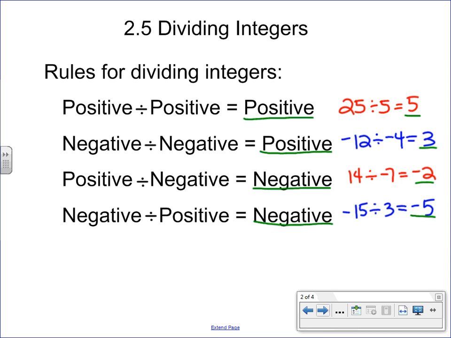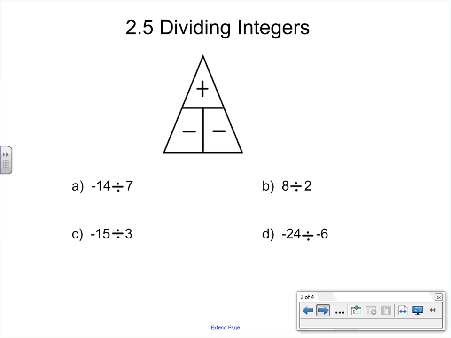Rules are rules, and sometimes they're hard to remember, sometimes they're easy to remember. So again, I'm going to show you the same method that we use for multiplication that we're going to use when dividing integers. So we're going to set up our triangle with a plus sign on top, two negatives in the bottom, and we're going to do it the same as we did for multiplication. So if we have a negative 14 divided by 7, for example A, I'm going to cross off my negative for the 14, I'm going to cross off my positive for the 7, and we know my answer is going to be negative. And 14 divided by 7 is 2.